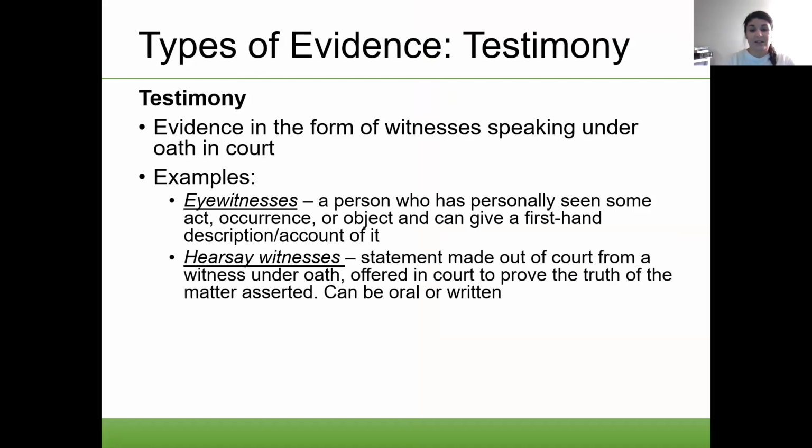Hearsay witnesses, statements made out of court from a witness under oath, offered in court to prove the truth of the matter asserted, can be oral or written. There are many different reasons why the witness does not go into court to give their testimony. So they are allowed to do oral or written testimony under oath.